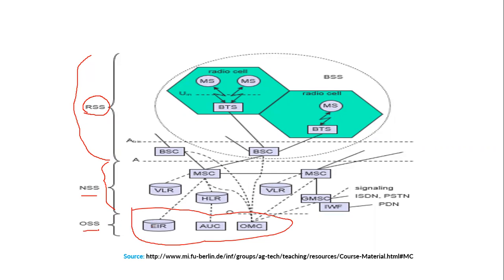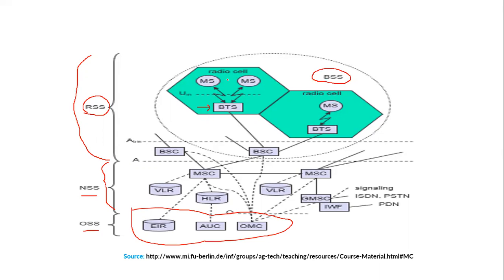Okay. So in RSS, you can see there is something called BSS, which stands for base station subsystem. Every base station will have many radio cells, and each radio cell will have a BTS, that is base transceiver station, which is nothing but the tower. That is, base transmitter and receiver.